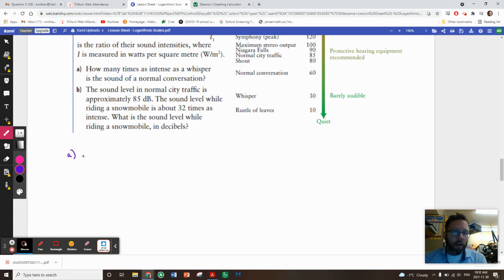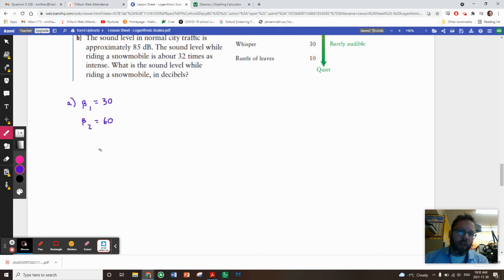So for A, we're given beta 1 is a whisper, 30 decibels. Beta 2, normal conversation, 60 decibels. And what we're looking for is the ratio I2 over I1. So if it's equal to 10, it's 10 times as intense. If that ratio is 100, 100 times as intense. If it's 50, 50 times as intense.